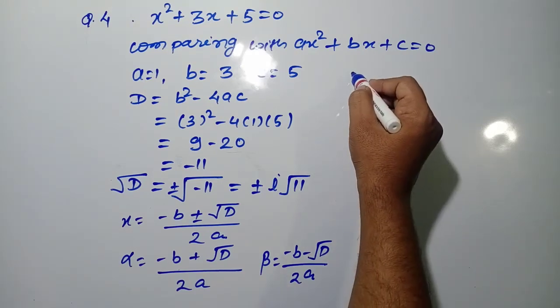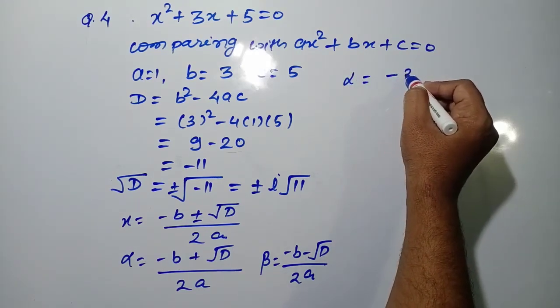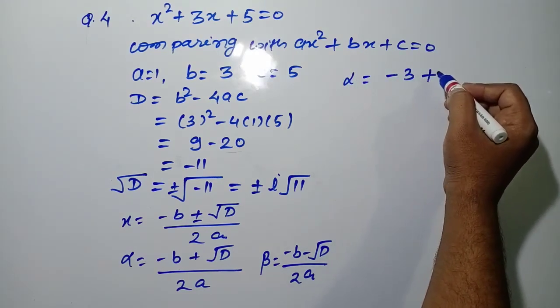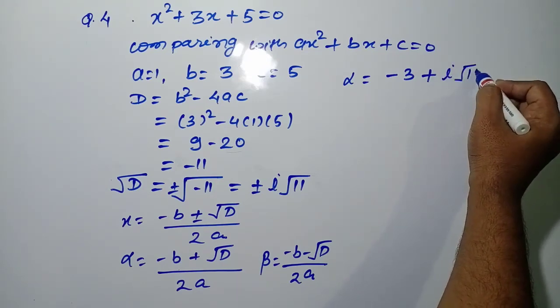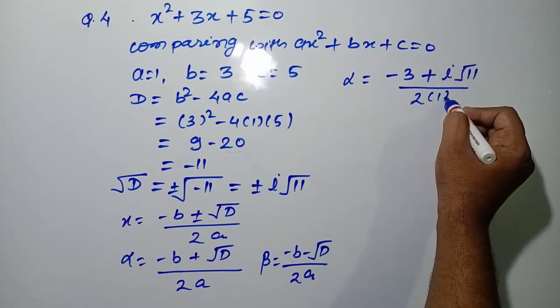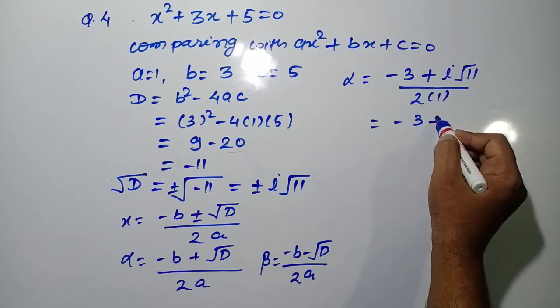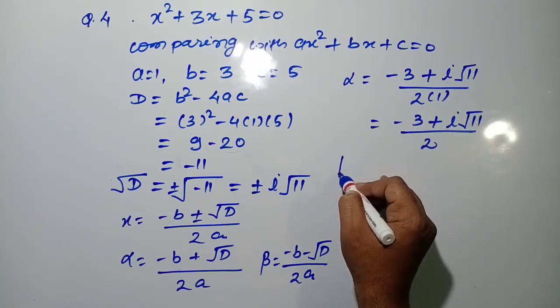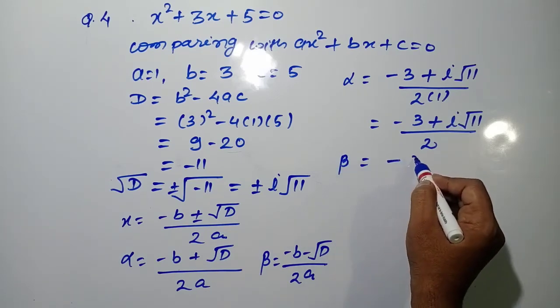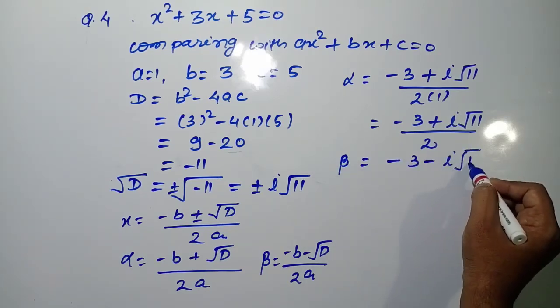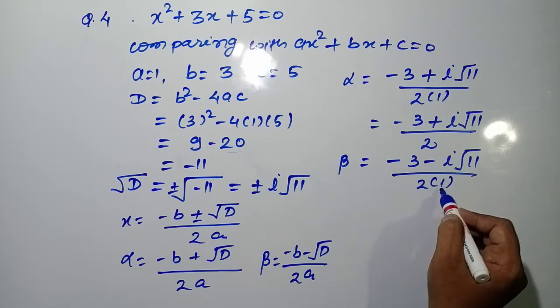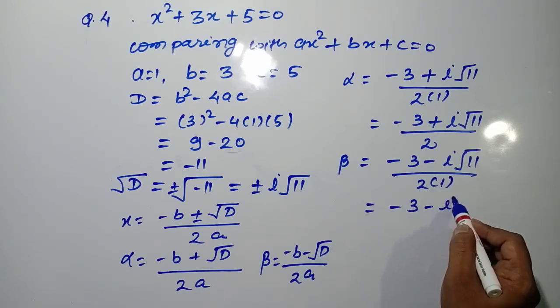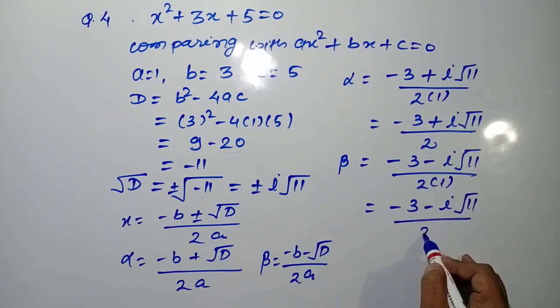Now substituting the values in this formula, minus 3 plus iota root 11 upon 2a, 2 into what? 1. So minus 3 plus iota root 11 divided by 2. Similarly, we will find out beta: minus 3 minus iota root 11 divided by 2 into 1. So beta is minus 3 minus iota root 11 divided by 2.